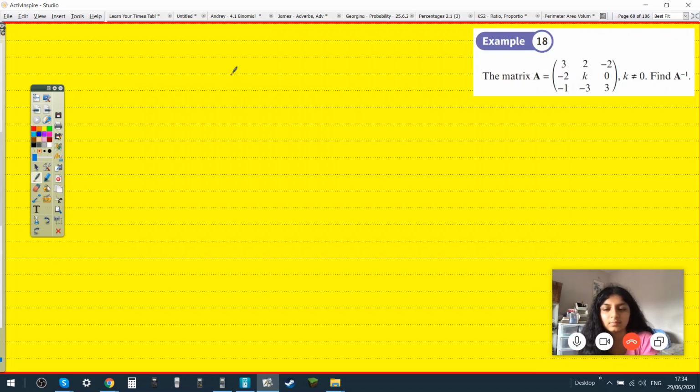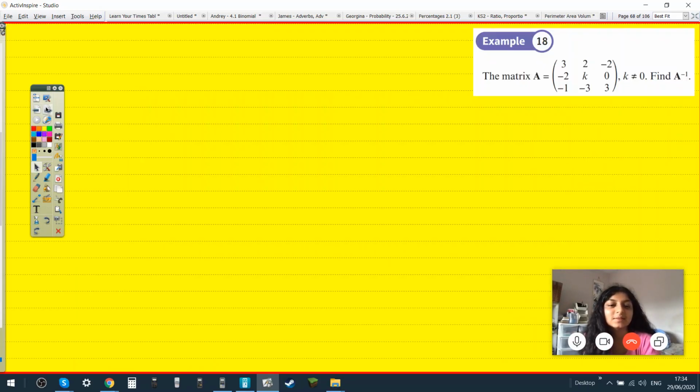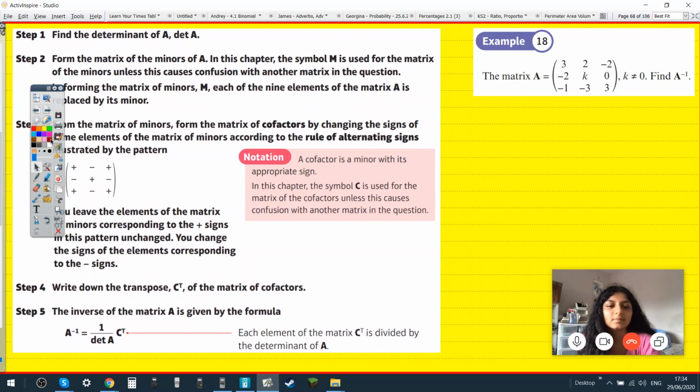Okay, this one. K is not 0. Find the inverse of this one. Well, that's just to make us do the whole thing again, is it? Yeah. All right. We'll be quick. I know. This is a lot of steps. Okay, let's try this one.